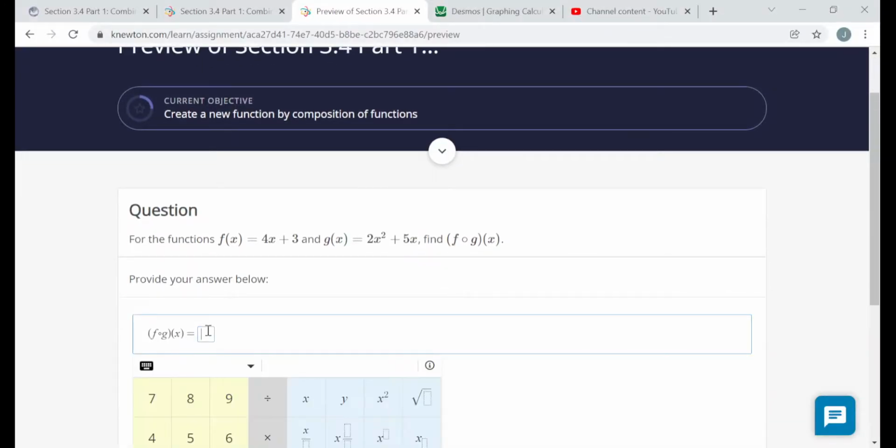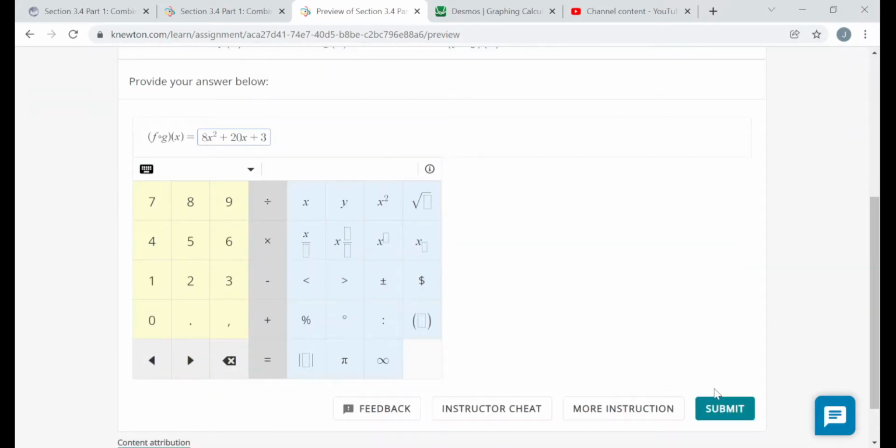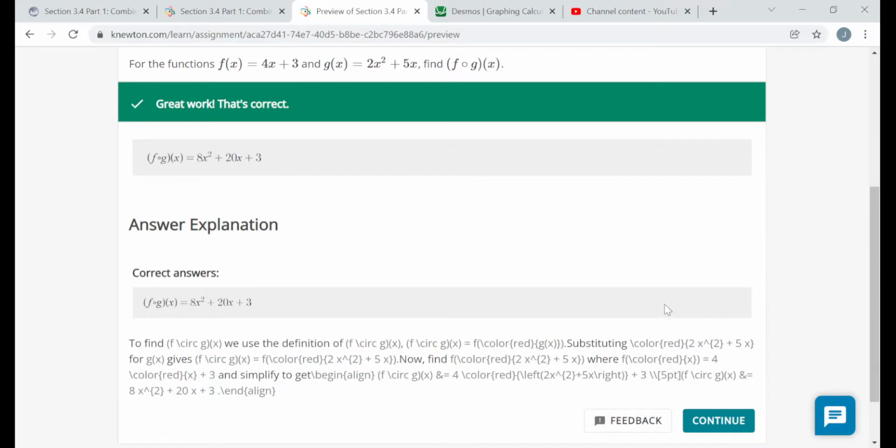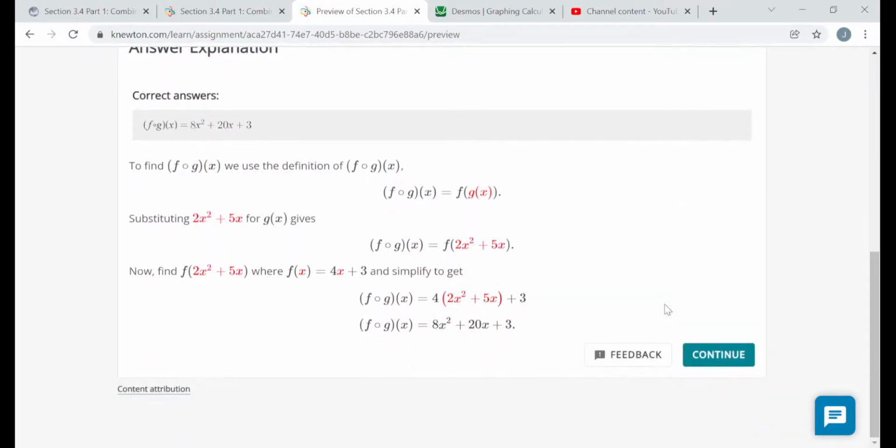So f composed with g, this composite function, is 8x squared plus 20x plus 3. That should be good. Wonderful. And again, please read through the answer explanations.